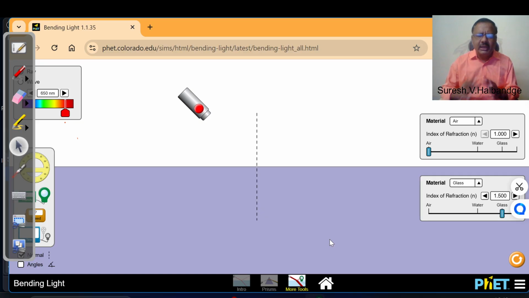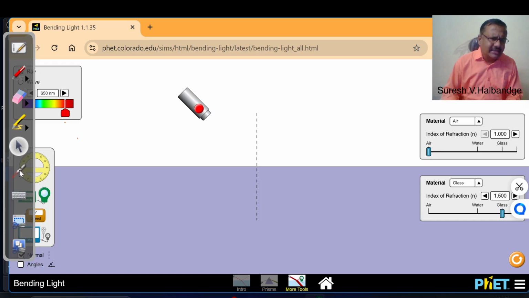Today, I am here to explain the phenomenon of total internal reflection with the help of physics simulation. Now, we all are aware of the phenomenon of reflection of light, right?